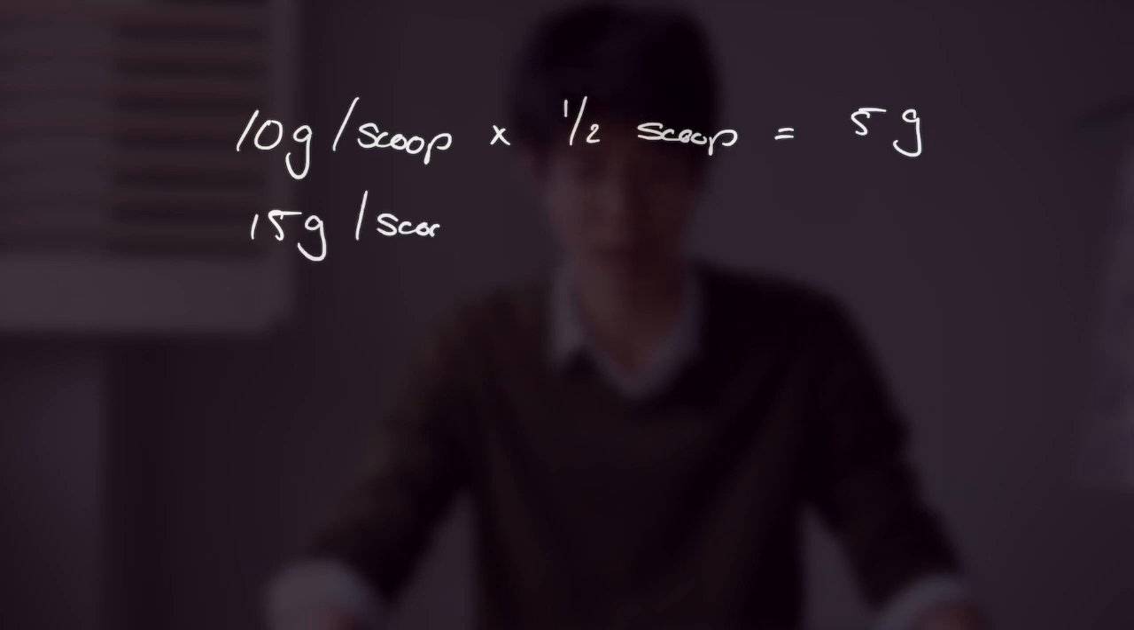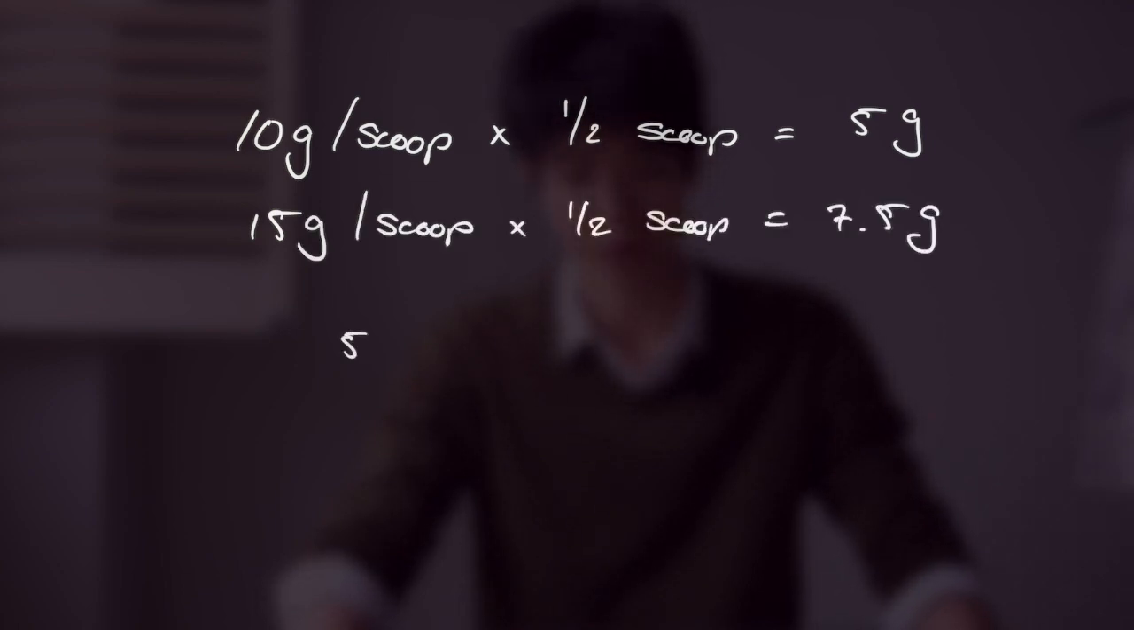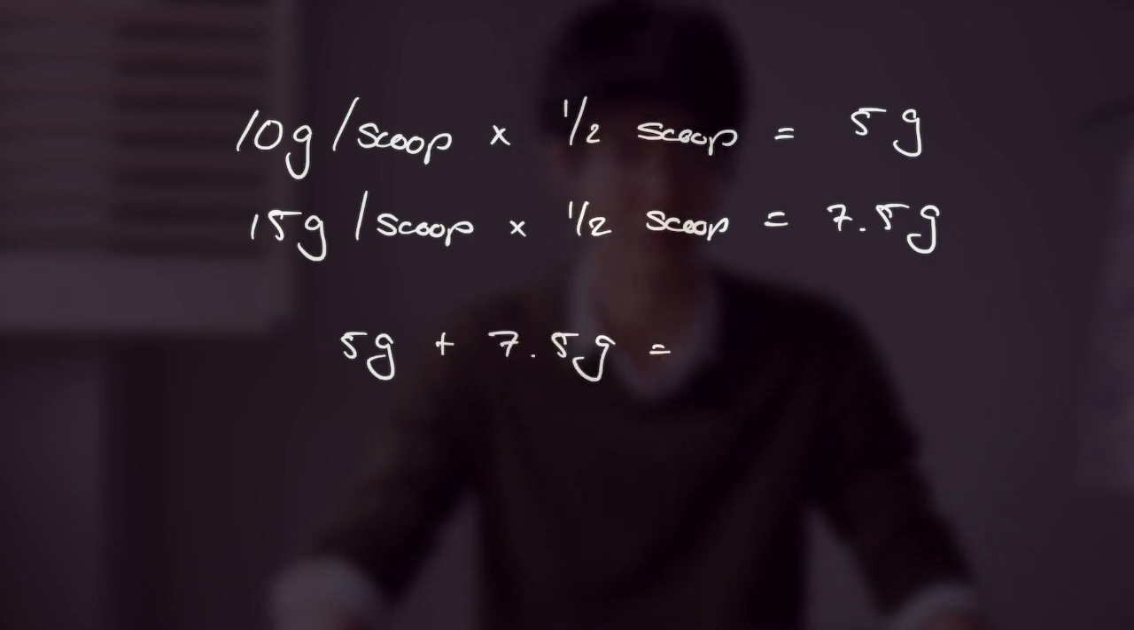If we do some math here, 10 grams a scoop of Oreo times half a scoop of Oreo gives us 5 grams. 15 grams per scoop of pistachio times half a scoop of pistachio gives us 7.5 grams. 5 grams plus 7.5 grams gives us 12.5 grams.